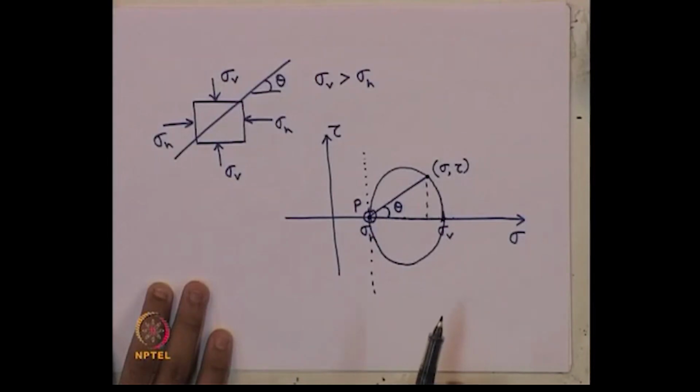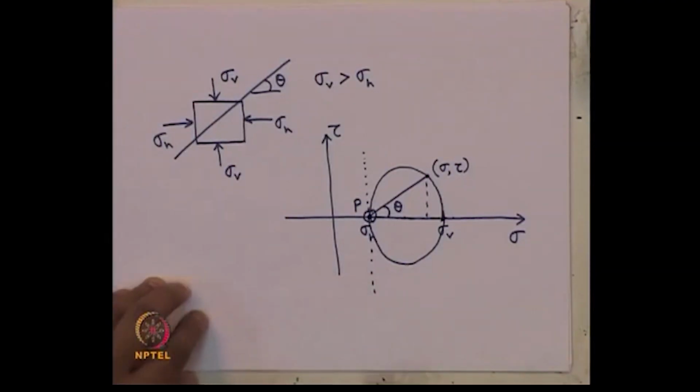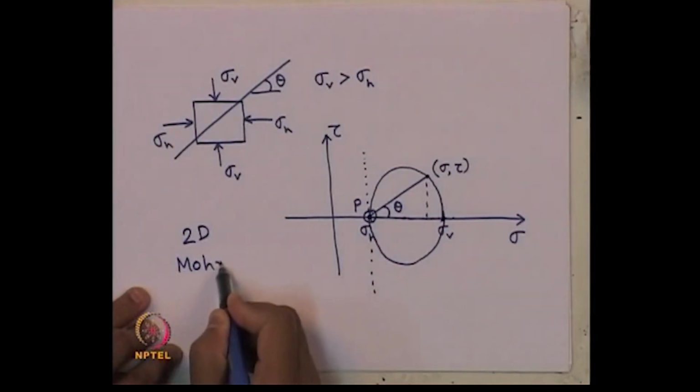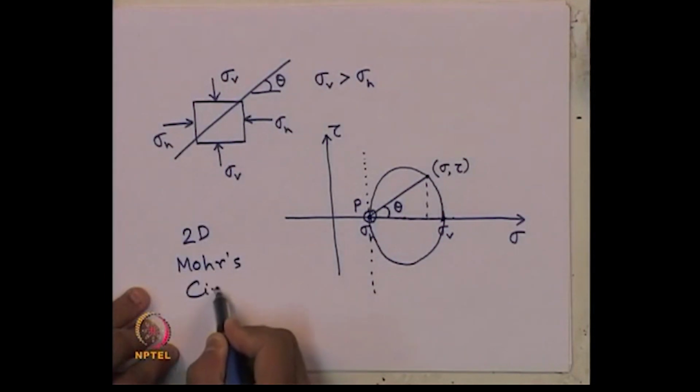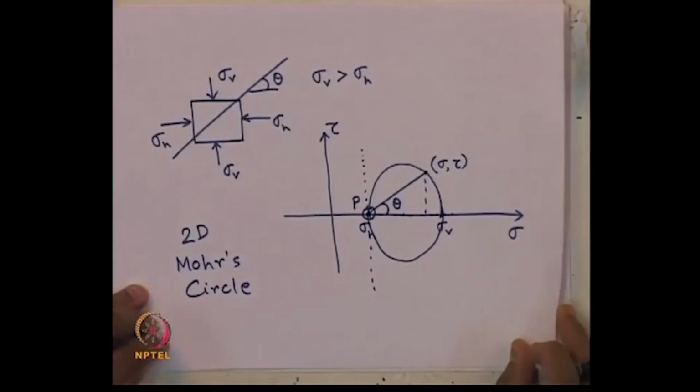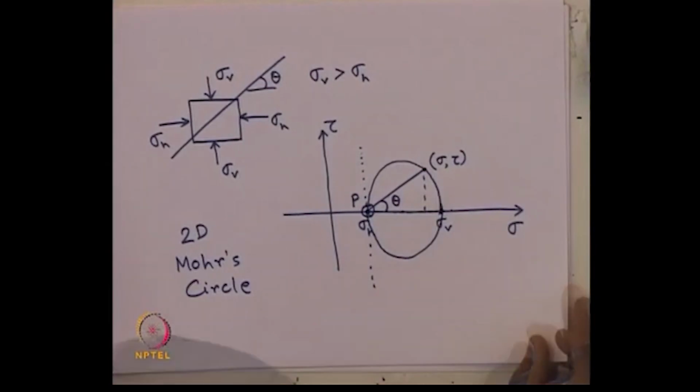Why is the pole so important? This is the reason: graphically, in a very easy way, using the Mohr circle in 2 dimensions, so the 2D Mohr circle, we can obtain the stresses on a soil element very easily at any inclination.